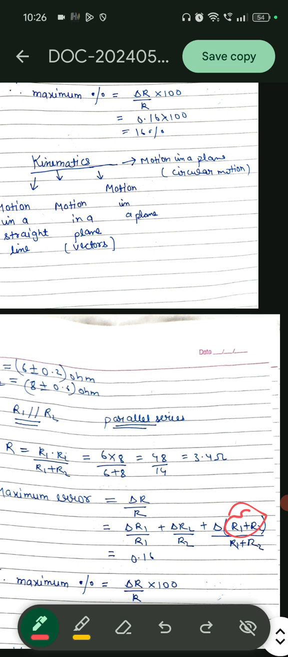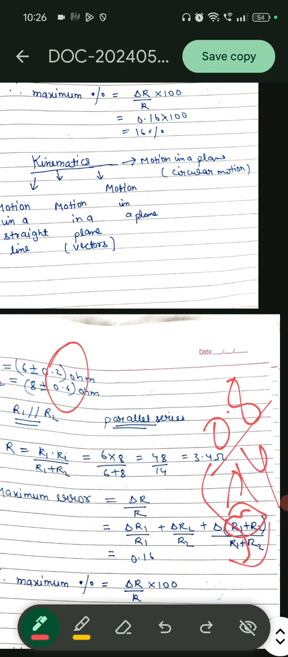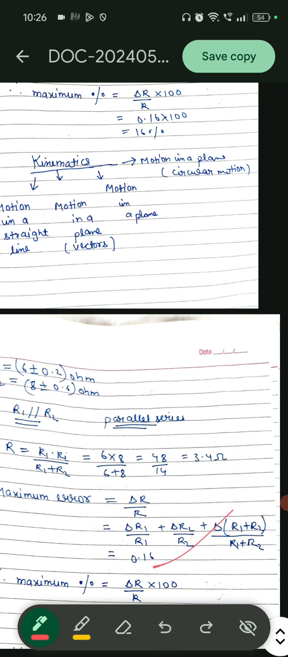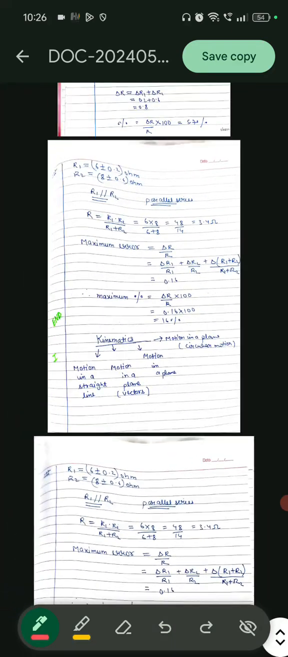Okay, this is the sum of both, 0.8. Here is 0.8 divided by R1 plus R2, 8 and 6, how much? 14. So here is like this. This will be the answer, and after doing, you will find 0.16, and in percentage error you have to multiply by 100.